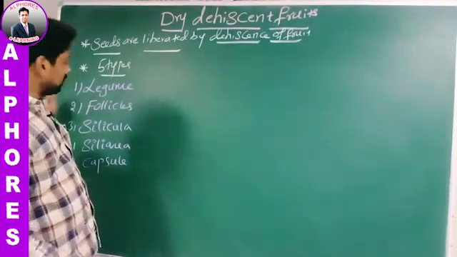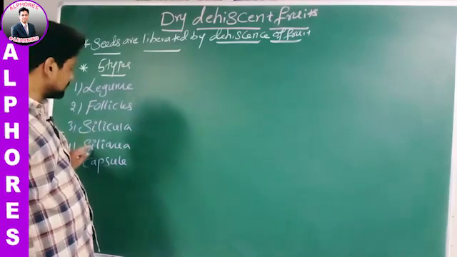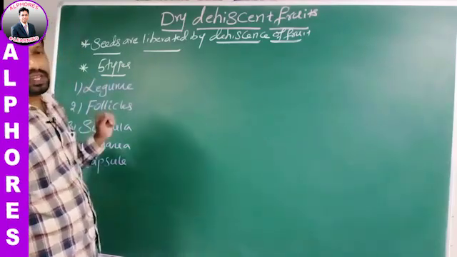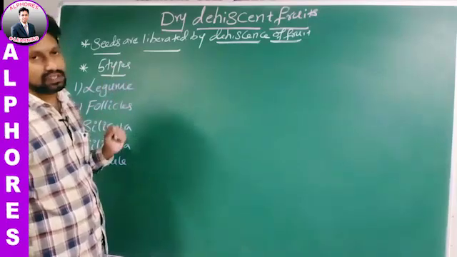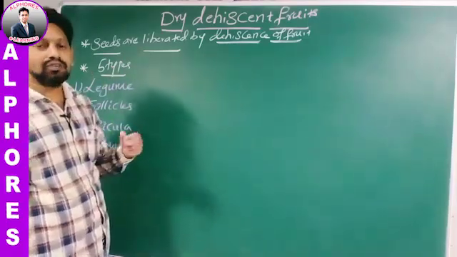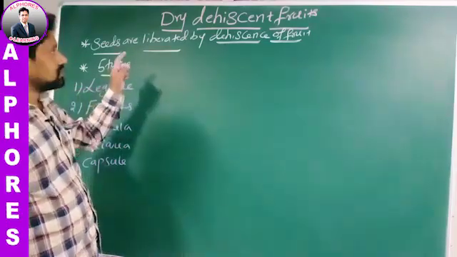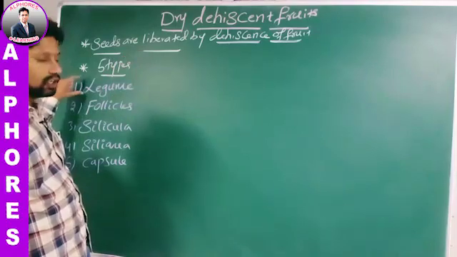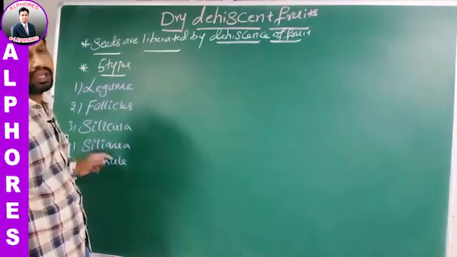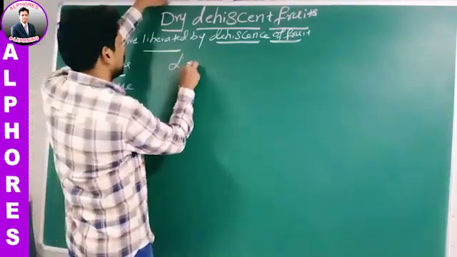Therefore, legume, follicles, silicula, siliqua, capsule. All these are dry dehiscent fruits. It means in all of these, seeds are liberated after dehiscence of the fruit. What are these 5 types of dry dehiscent fruits? Legume, follicles, silicula, siliqua, capsule. Okay. Go for the first one, legume.